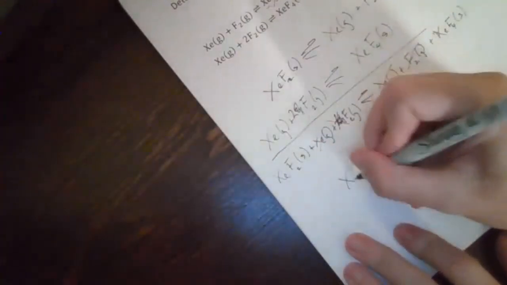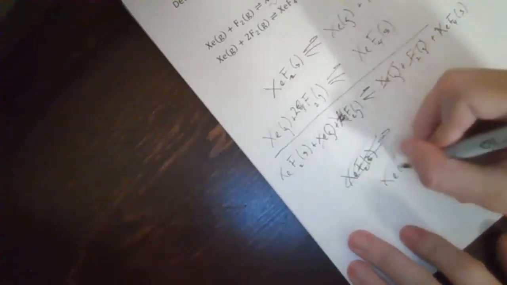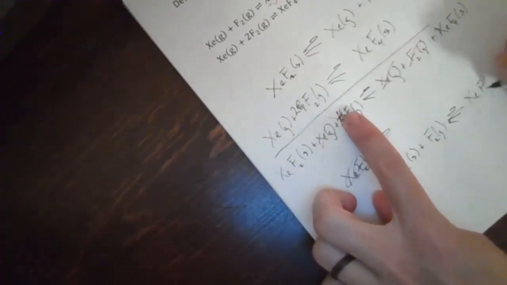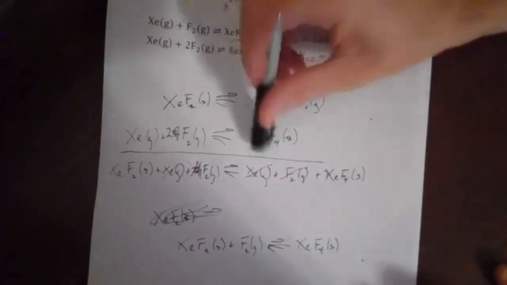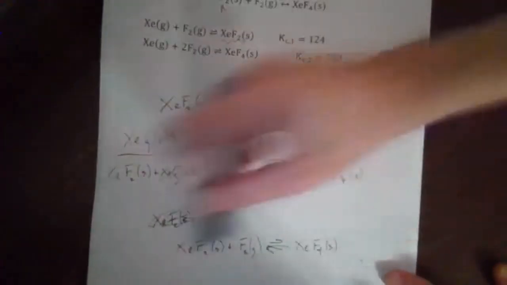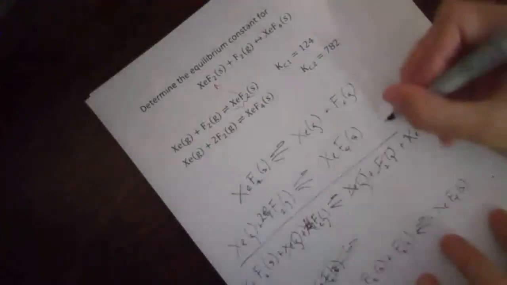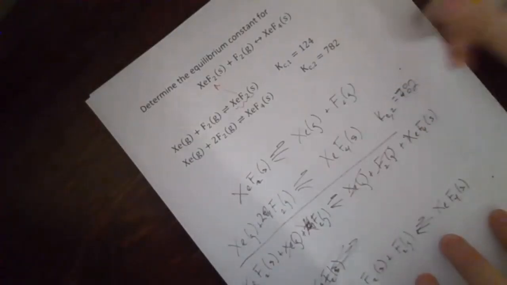And so we can see what would be left: XeF2 solid plus that F2 would be in equilibrium with XeF4 solid. Because we have added these reactions together, the equilibrium constant of this is just going to be the product of these two. This is a reference reaction we've used, so we know that's Kc2, and that's equal to 782.